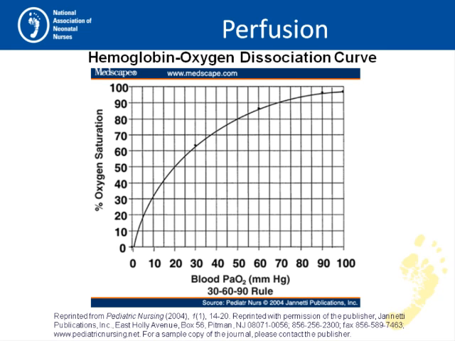Fetal hemoglobin is structurally different from adult hemoglobin. The fetal dissociation curve shifts to the left relative to the curve for the normal adult. Fetal arterial oxygen pressures are low, so the left shift enhances placental uptake of oxygen.